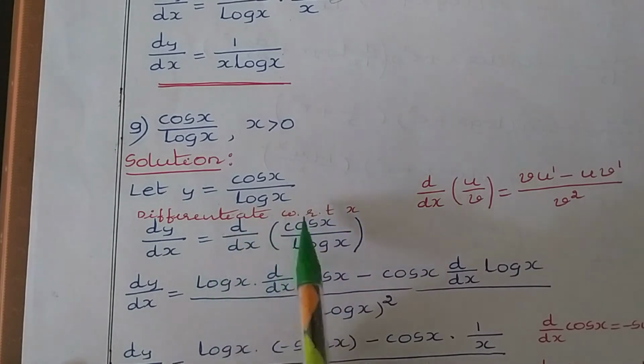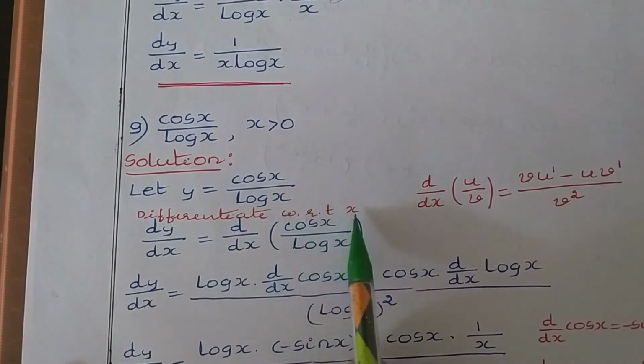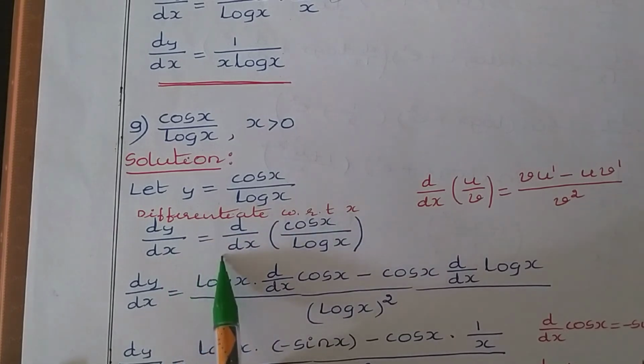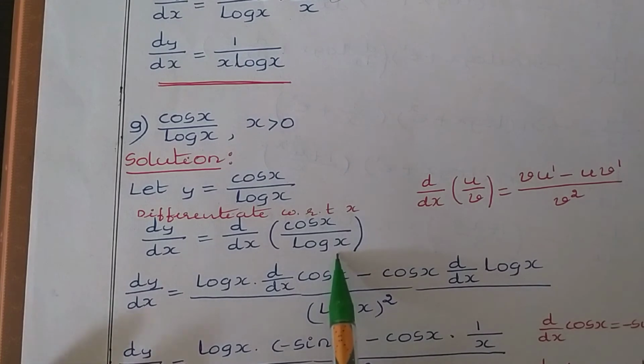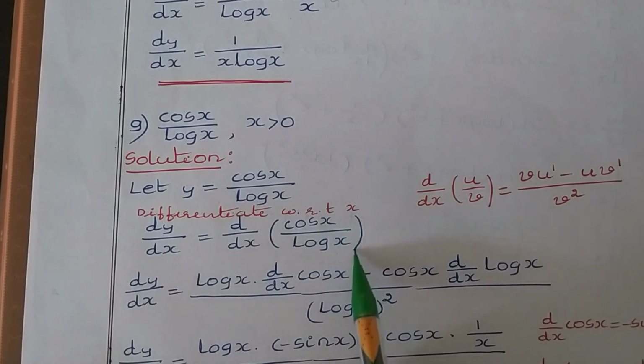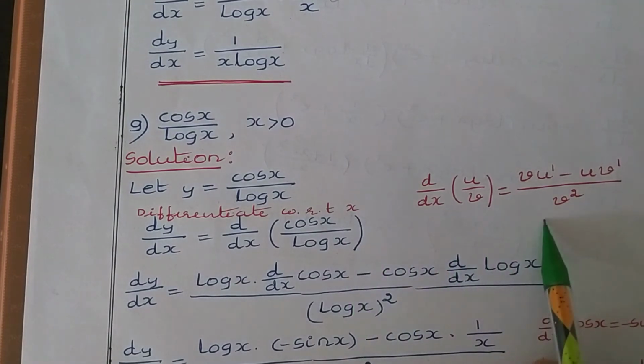Next, differentiate this with respect to x. So we get dy by dx is equal to d by dx of cos x divided by log x. Here we have a numerator and a denominator, so you can apply the quotient rule.